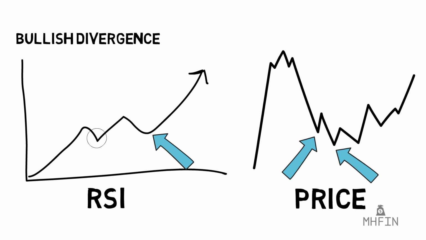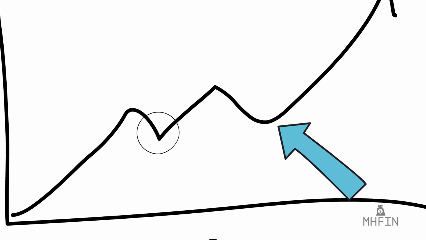On the other hand, a bearish divergence occurs when the RSI creates an overbought reading, followed by a lower high that matches corresponding higher highs on the price. As you can see in the following chart, a bullish divergence was identified when the RSI formed higher lows as the price formed lower lows.